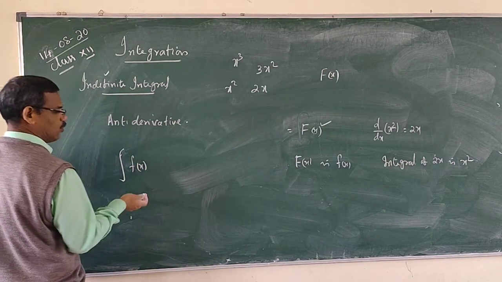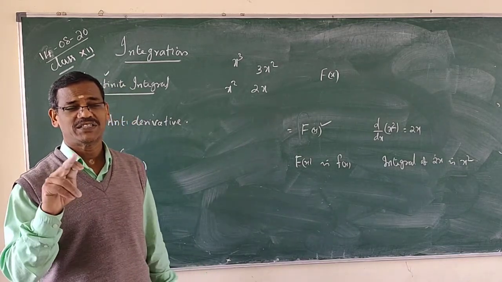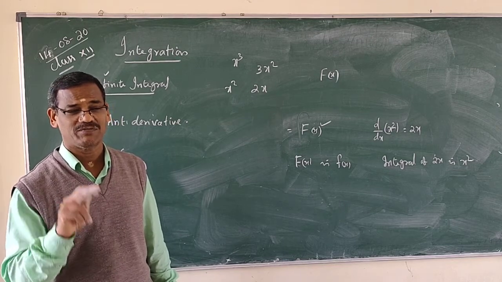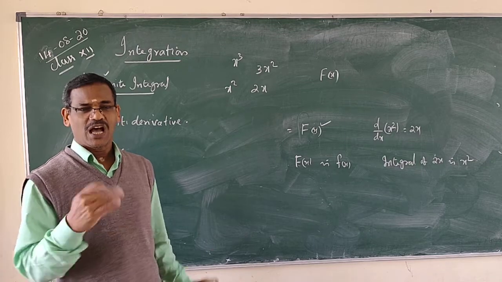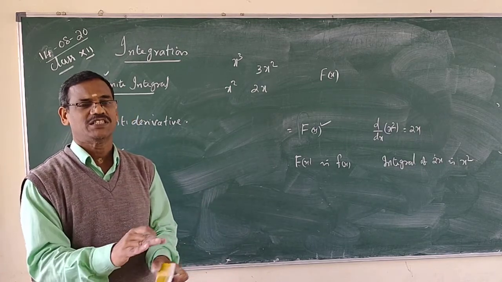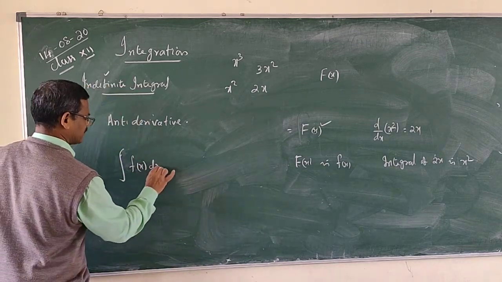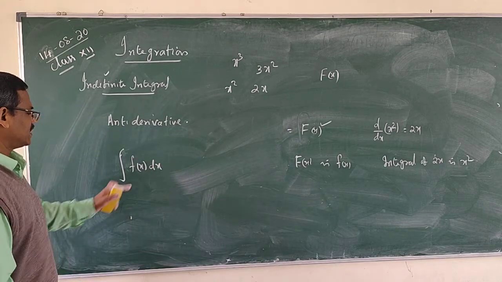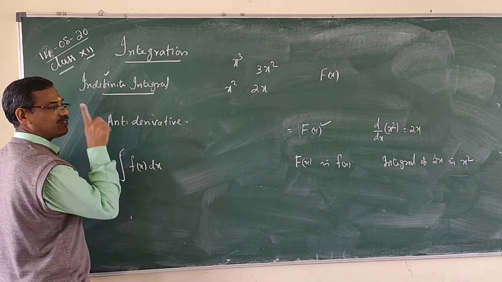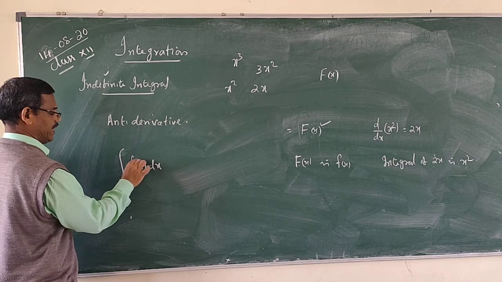And to show differentiation with respect to a variable, we write d by dx for differentiation with respect to x, d by dy with respect to y, d by dz with respect to z, etc. And integration is connected with differentiation. Here also we will show with respect to what variable. If the variable under consideration is x, then dx will matter, which means the differentiation is with respect to x. So the integration process is also with respect to x only.